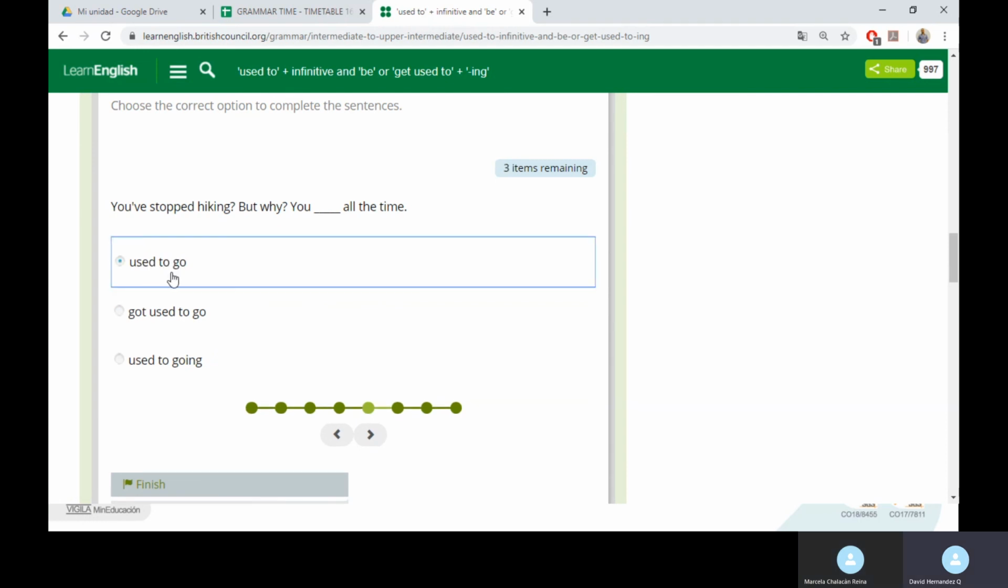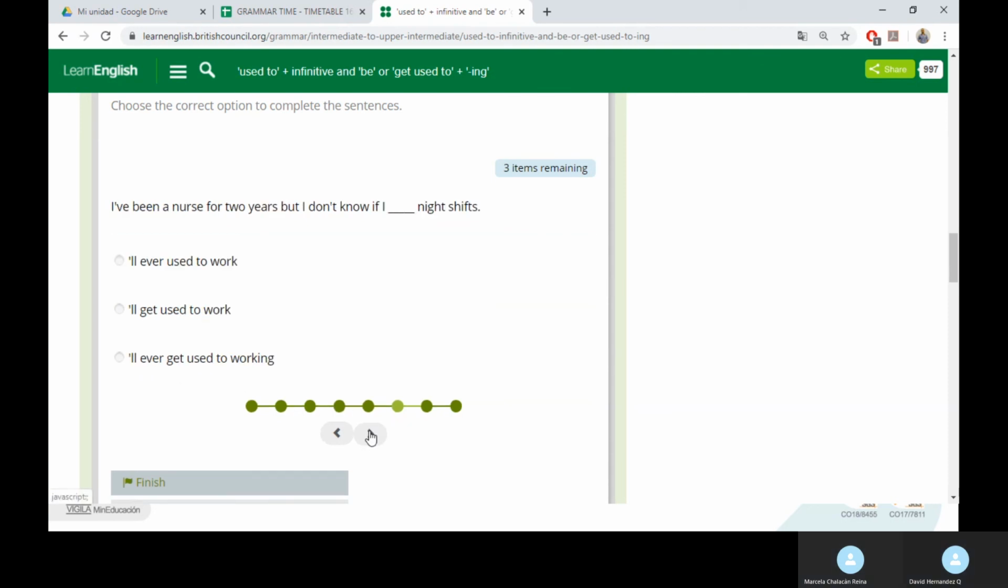So we have used to and the verb in infinitive. And hiking. Do you know what hiking is? No, teacher. Not really. Hiking is when you go to walk in the countryside, like a green place with trees in the forest. Yeah, that's hiking. Como caminata. You go hiking all the time. Got used to go. We know that it's the ing form. In used to, going is incorrect because ing doesn't go with used to.